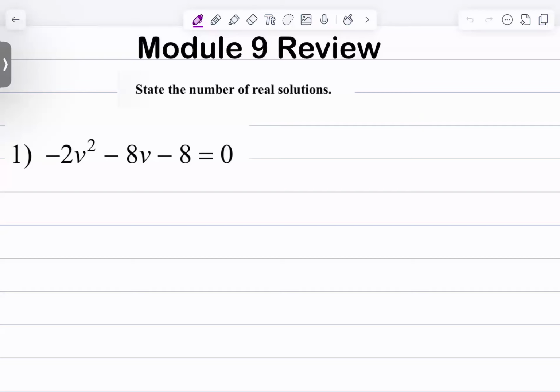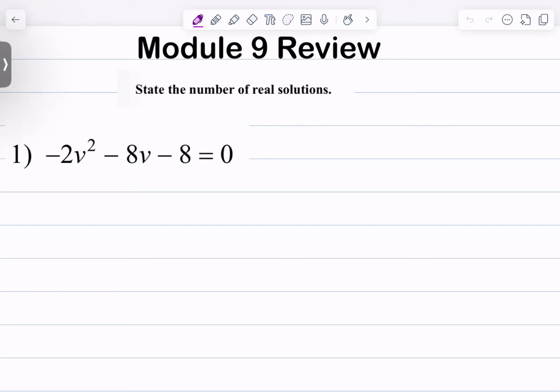So this is your Module 9 review. We're going to run through some sample problems here. And the first set of problems, the directions, is just going to say state the number of real solutions. Okay.